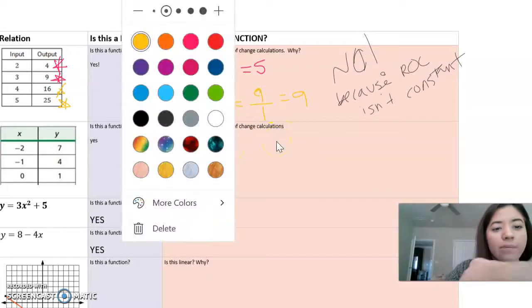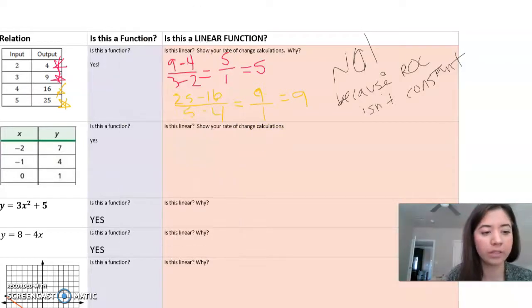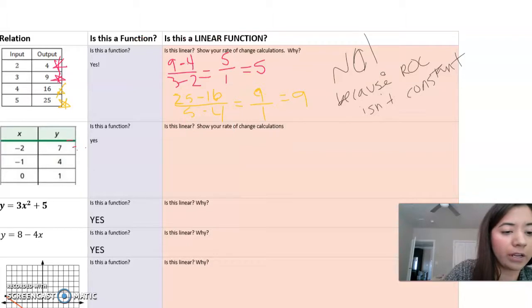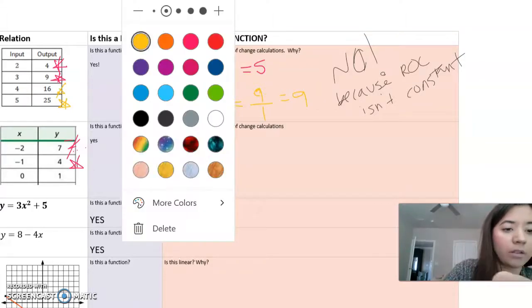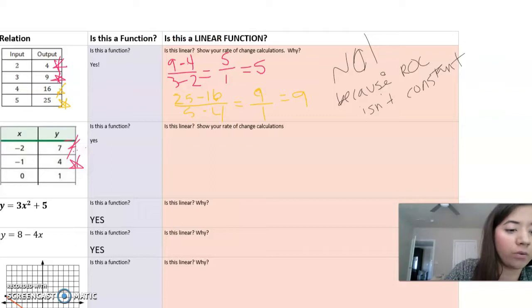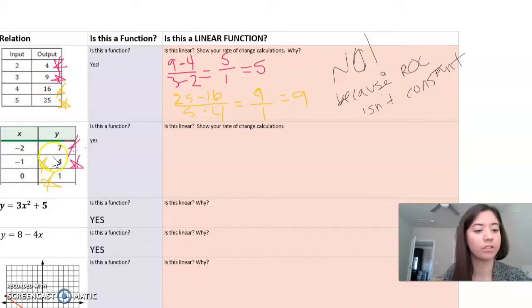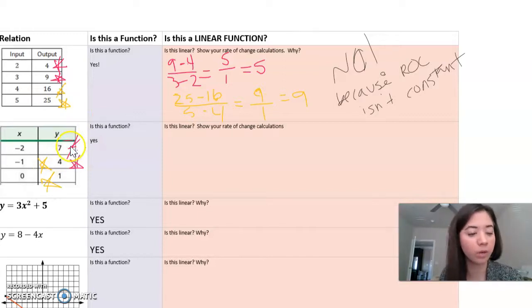So again, same thing. Go ahead and pick 2 points. So let's say between -2 and -1. And then do between -1 and 0. Okay, so calculate your rate of change between the top 2 points and then the bottom 2 points. Go ahead and start that and then come back when you're finished.